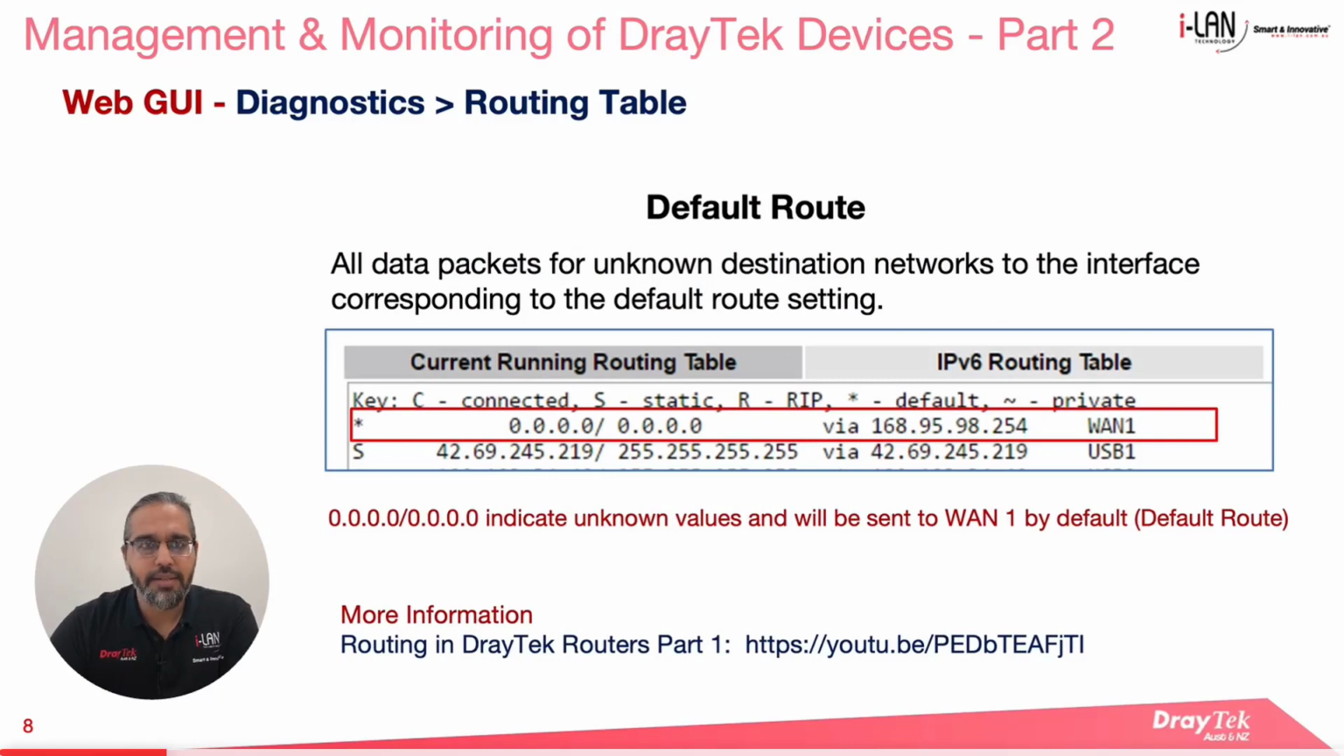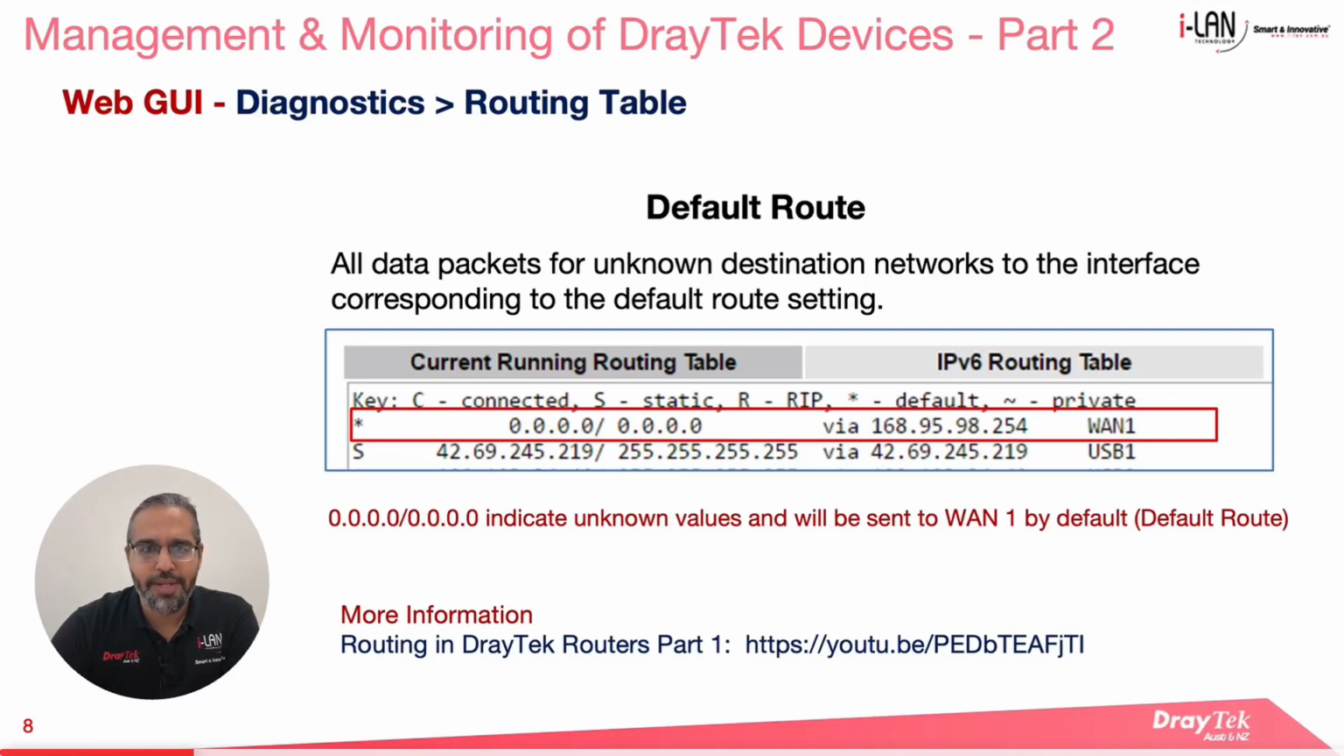The very first entry in the routing table is the default route, which is shown as 0.0.0.0/0.0.0.0. When a workstation needs to send data to a destination host or network, the router is usually involved in making that communication possible. However, if the router cannot find the destination network in its routing table, then the address will be unreachable. In this case, a default route is configured in the router to send all data packets for unknown destination networks to the interface corresponding to the default route setting.